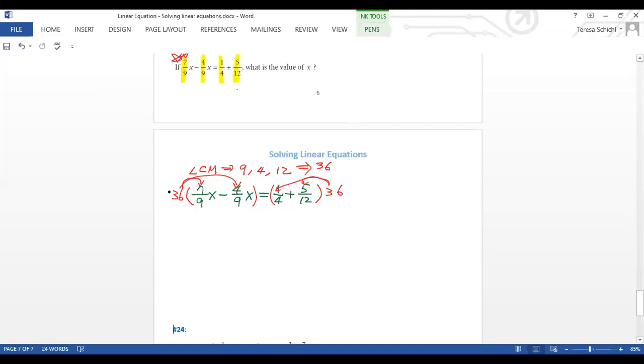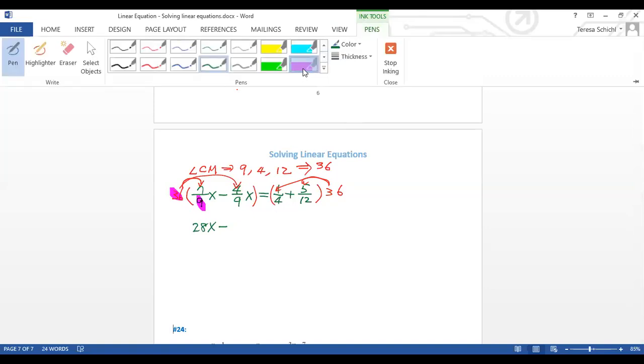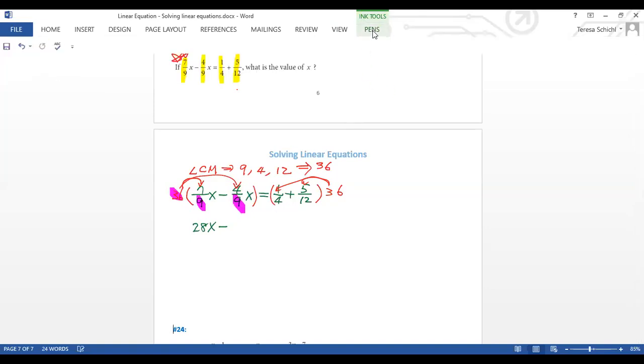So 36 and 9. If you cancel this one and cancel this one, what do you have here? You have 4, right? So 4 times 7 is what? It's 28x minus. Same thing here, the 36 has to be carried over here too. So 9 and 36 again is how many? 4. 4 times 4 is what? 16x.